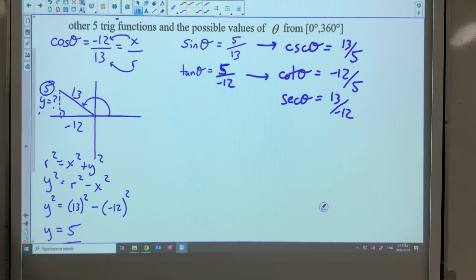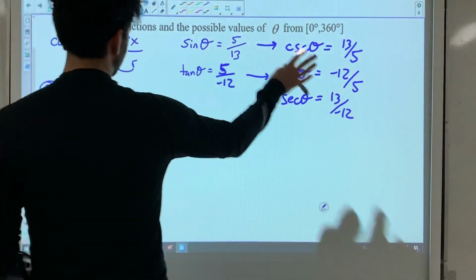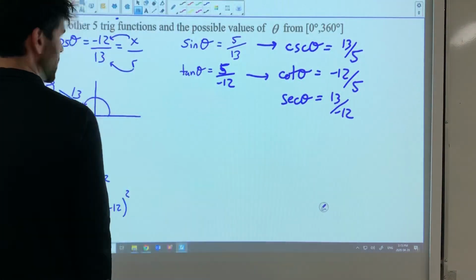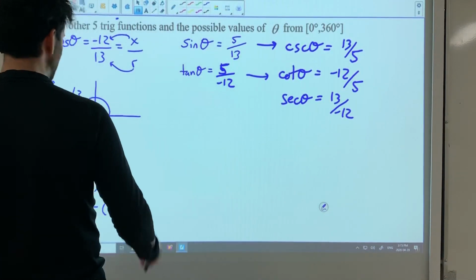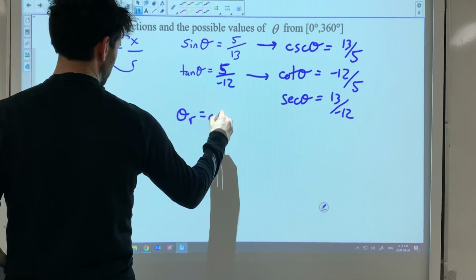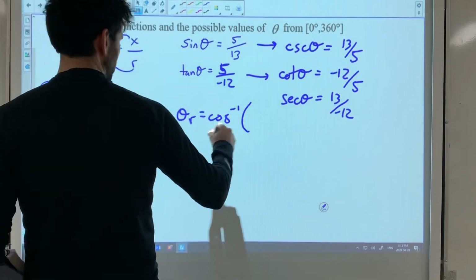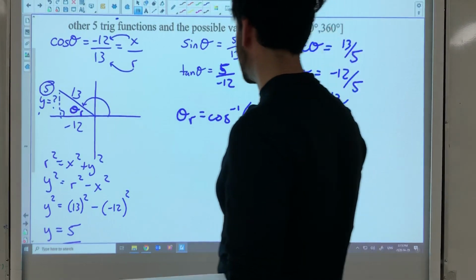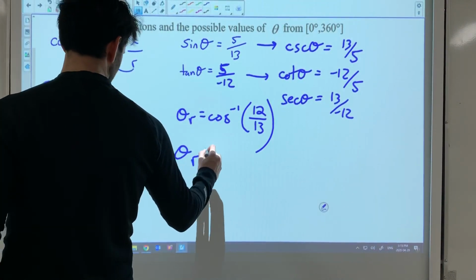There's all that information. Now, the other things they're asking for are the possible values for theta. Generally, they're looking for the reference angle in here. So take any one of your ratios and plug it into your calculator to find the reference angle. I'm going to just use the one that was given, cos theta. So you're going to go inverse cos and plug in 12 over 13. Make sure you plug in the positive version of it, otherwise you're just going to get some negatives on your calculator that might confuse you.